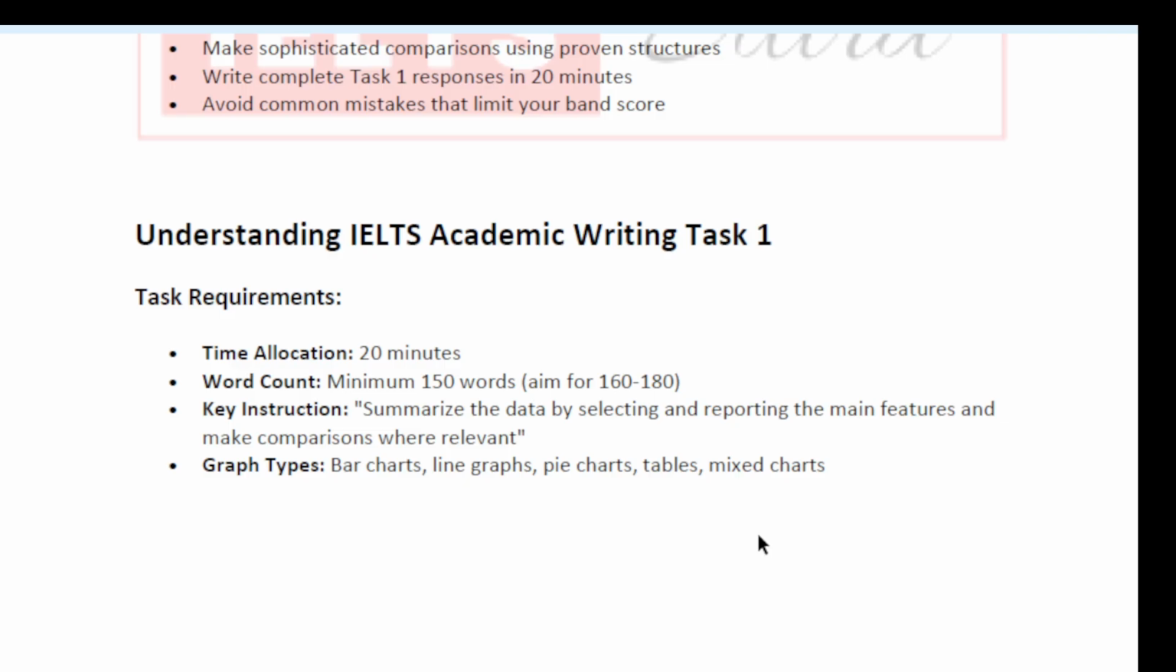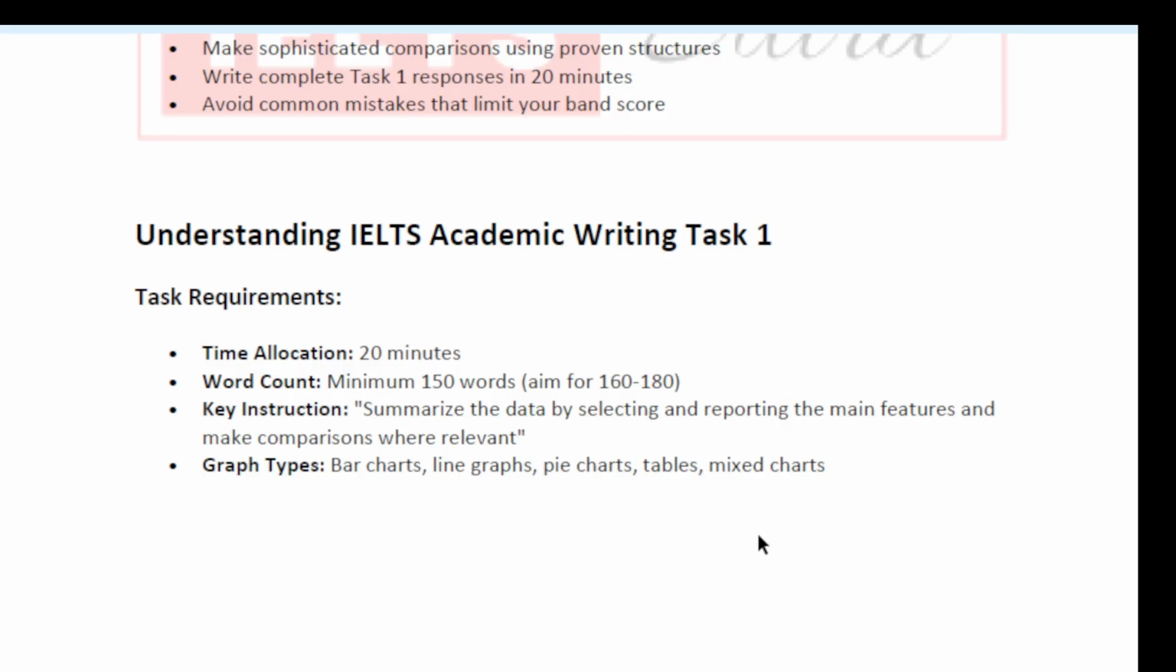Then there is a key instruction that I think all of you must be aware of. Whenever you see any task 1 in IELTS writing, you always have one line written below it, and it's like: summarize the data by selecting and reporting the main features and make comparisons where relevant. We will deep dive into this key instruction. We will understand the importance of this key instruction, and we will also try to understand how this key instruction is basically all that you need to score a band 8 or 9 in your IELTS writing task 1.